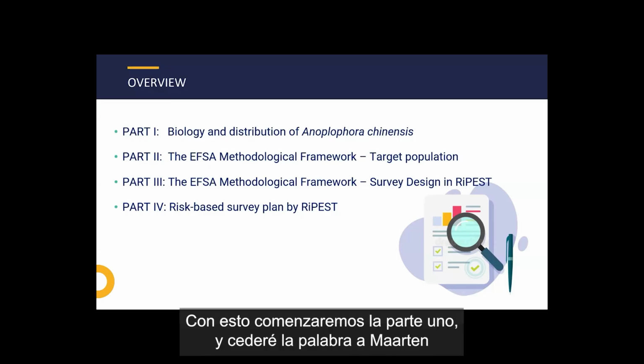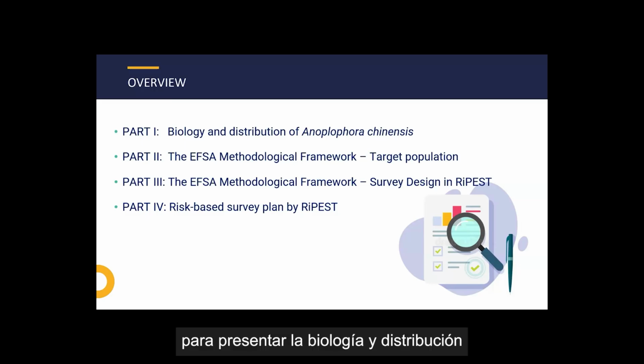So with this, we start this part one, and I hand over to Martin to introduce us to the biology and the distribution of Anoplophora chinensis. Martin, please.